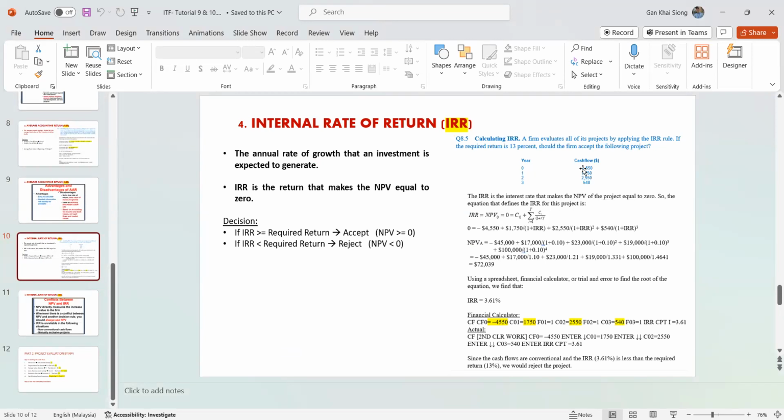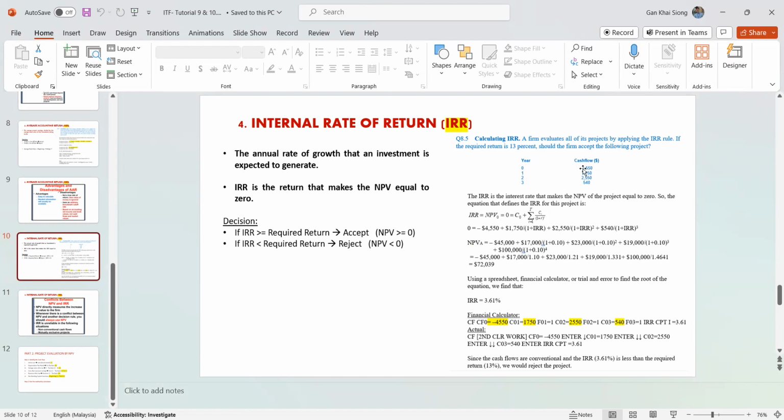In real life, that could be in certain years, your cash flow is negative. If you have a cash flow in the negative, IRR cannot be used anymore. So it will be inaccurate already. So IRR is not good as well. So which one is the best?